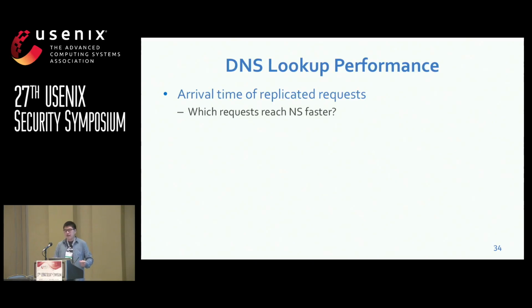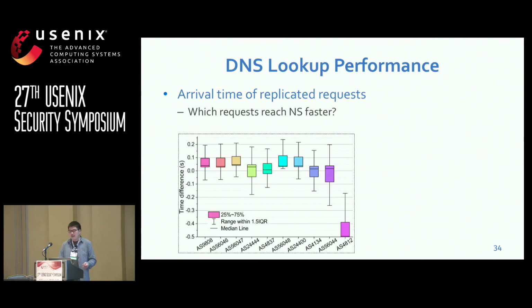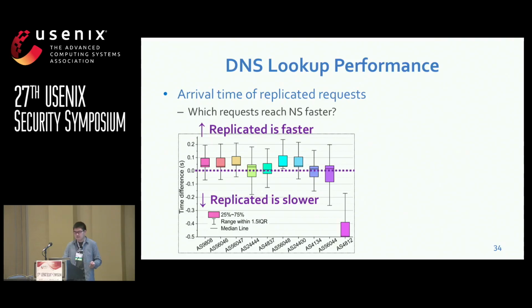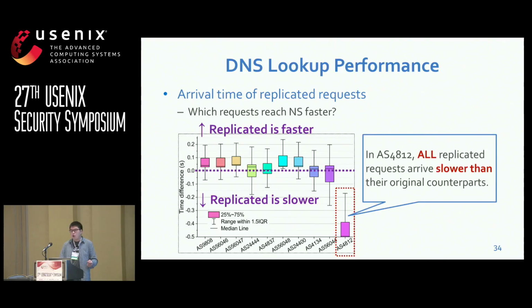Besides, for replicated requests, we want to measure whether the original one or the replicated one is faster. So we compare the arrival time at our name server. This graph shows the time differences between the 2 requests in each AS. We can see that in most ASes, replicated requests are faster than their counterparts. However, we still find an interesting AS, which belongs to China Telecom Group, where all replicated requests lag behind. We suppose this can be accounted for by the interception devices in this network.